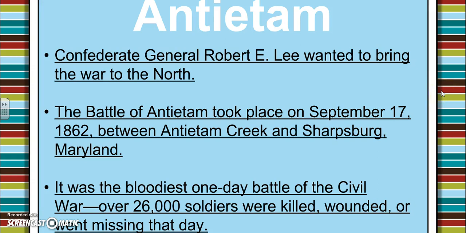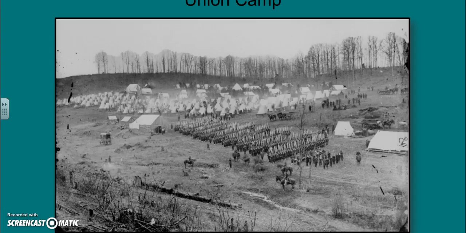So we will now talk about some battles of the war. The first battle that we're going to talk about is Antietam. Confederate General Robert E. Lee wanted to bring the war to the North. The Battle of Antietam took place in September of 1862 in Maryland. It was the bloodiest one-day battle of the Civil War. Over 26,000 soldiers were killed, wounded, or went missing that day.